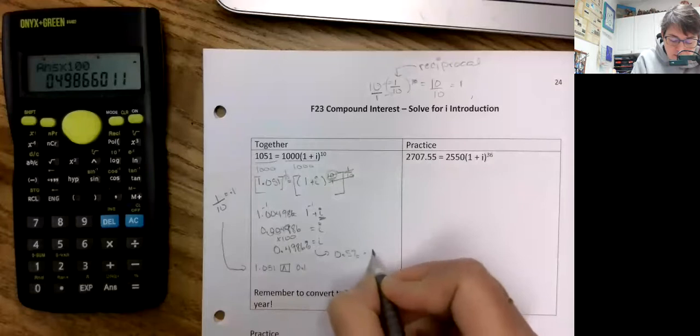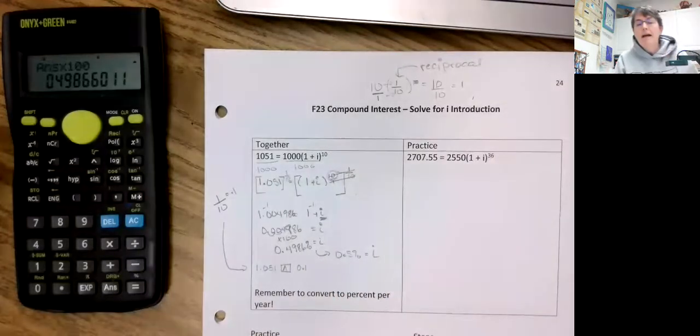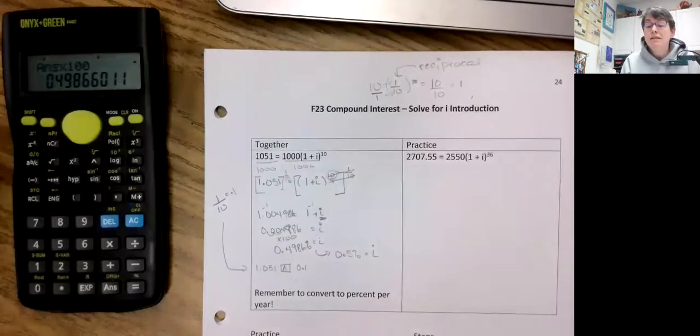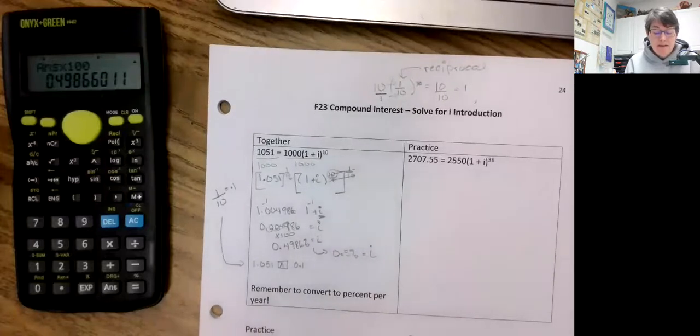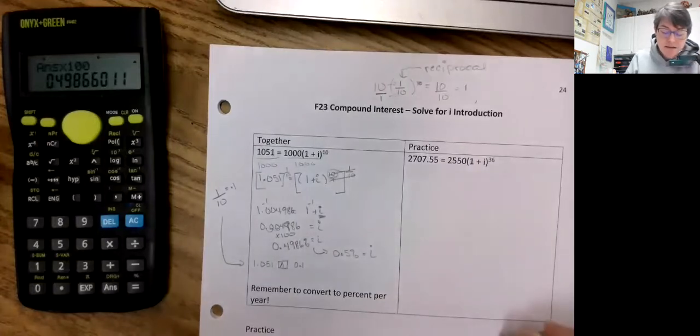0.5%. I gave you no instructions on how to round that, so I don't know. This is a fine answer. That's a fine answer. I won't dock your marks if I forget to tell you how to do it. All right, let's try that one again. I don't think we're ready for practice.